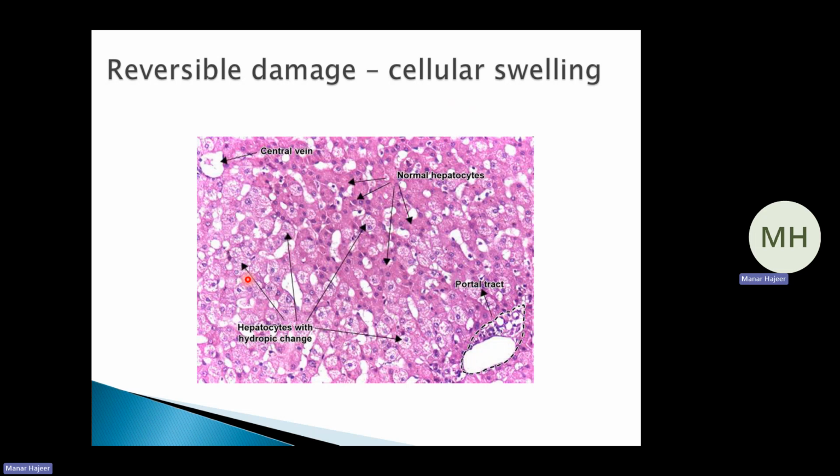These pumps need ATP, and in the injured cells there will be no production of ATP, and the cell will be non-functional. So failure of this pump leads to accumulation of sodium inside the cell, potassium outside the cell, and the sodium will attract water with it. So we will end up with a swollen cell.